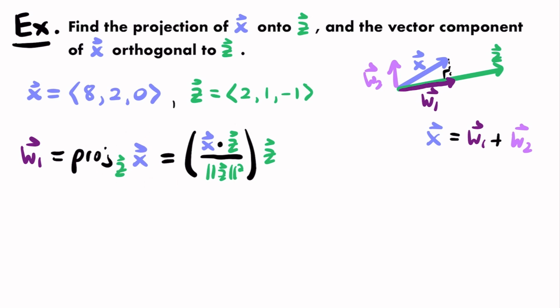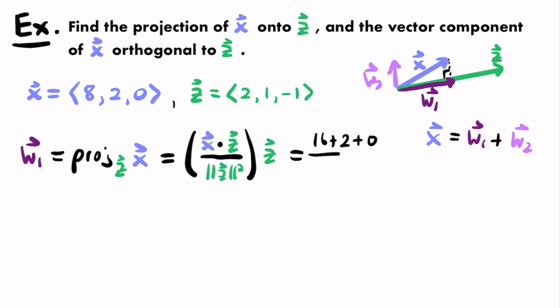And so now let's calculate it. We'll start by taking the dot product of vector x and vector z. That will be equal to the sum of the product of the corresponding components. So we'll multiply the x components together, add that to multiplying the y components together, and add that to multiplying the z components together. So we'll have 8 times 2, which is 16. So we'll have 16 plus 2 times 1, that's equal to 2. And then we'll add that to 0 times negative 1, which is 0.